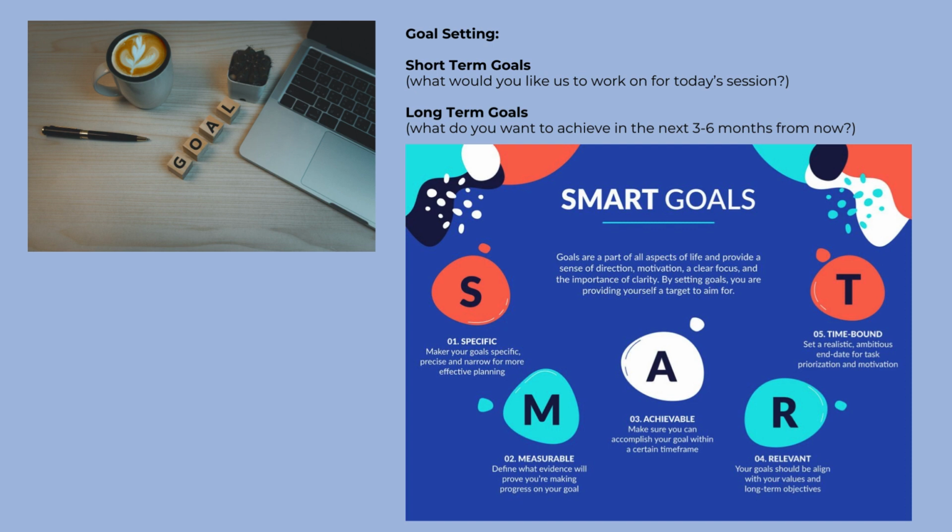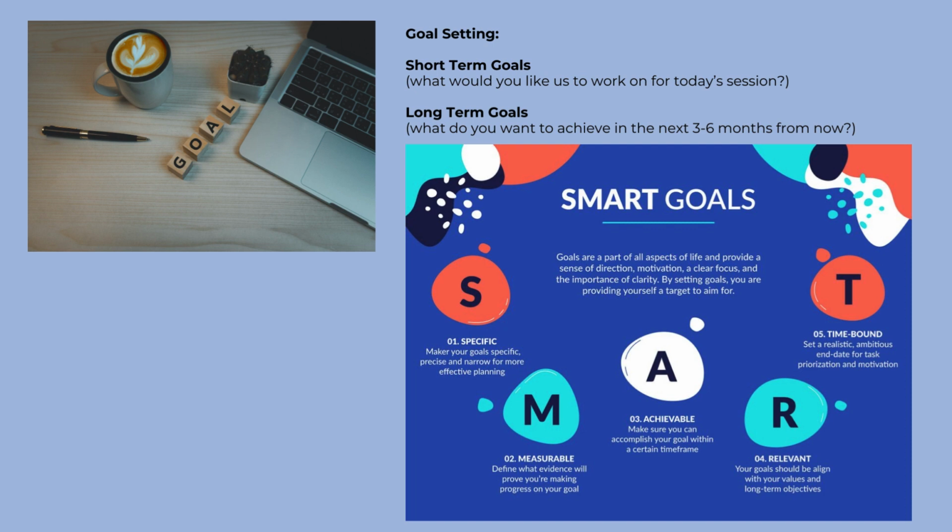The goal setting is the last component of your subjective assessment. You would just say, all right, let's talk about your goals. So, what is something that you would like us to work on for today's session? For the purpose of the APC exam, today's session is your short term goal. When you're seeing a patient in the clinic or in the hospital settings, you would say, what is something that you would like to achieve in a few weeks to months from now?